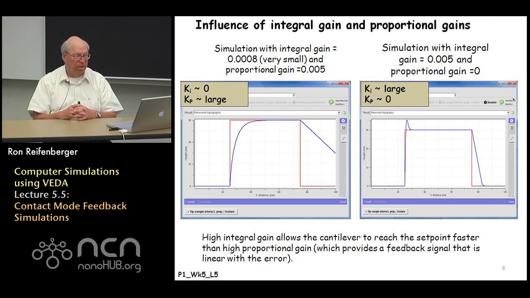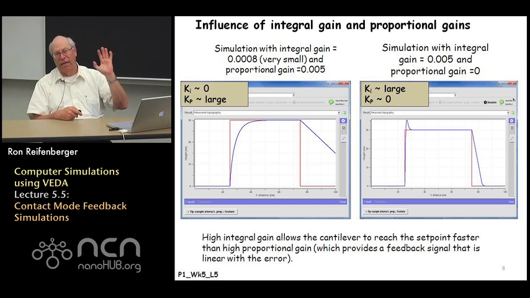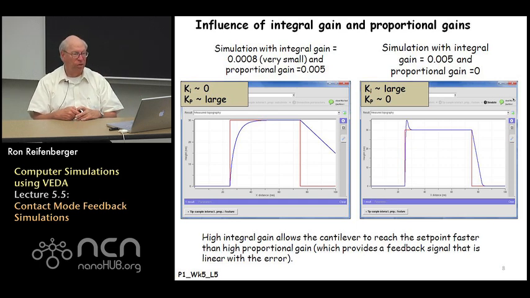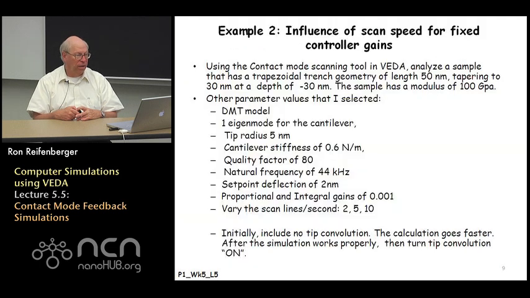So you would conclude that the feature that you're imaging is a little bit extended on the trailing edge. It does a pretty good job of matching the leading edge. So just an indication of things that you should watch for when you actually do contact mode scanning. And it tries to emphasize the importance of setting the proportional and the integral gains.